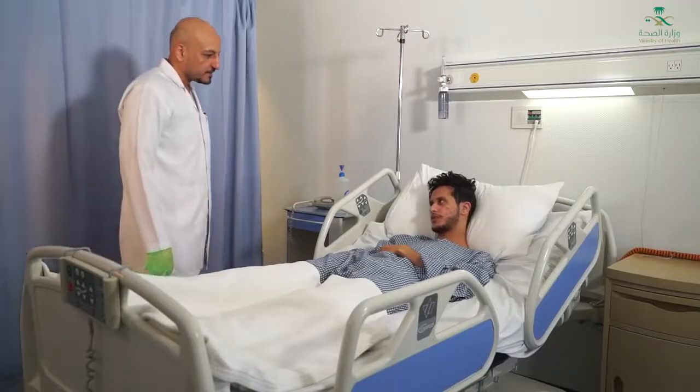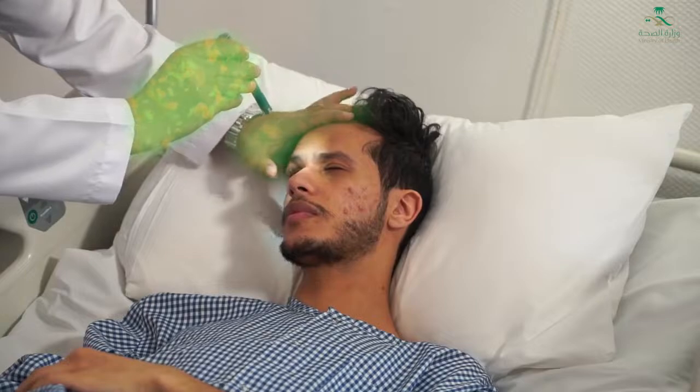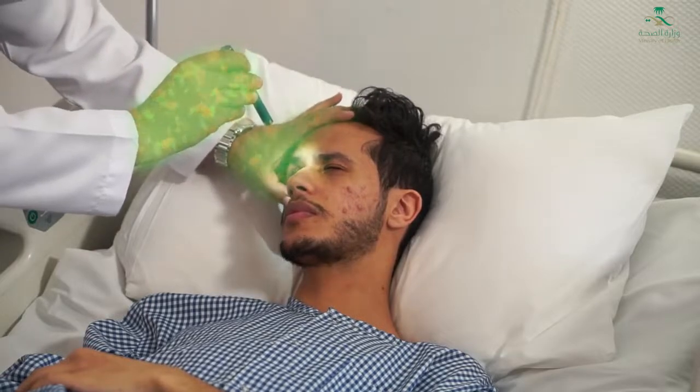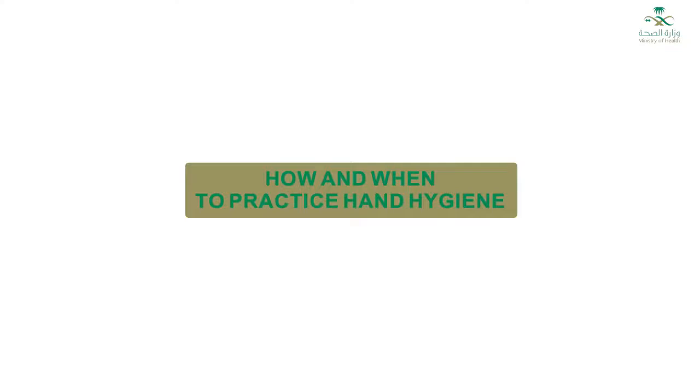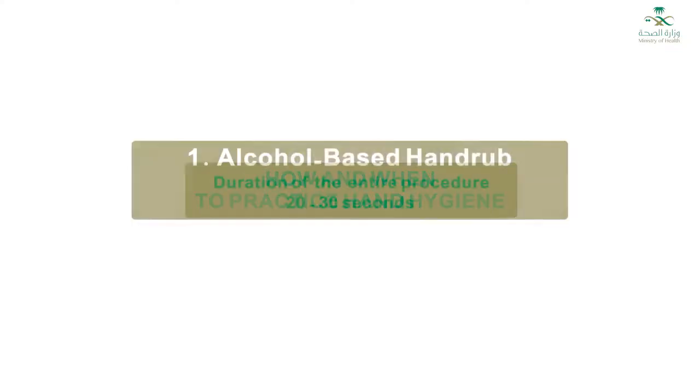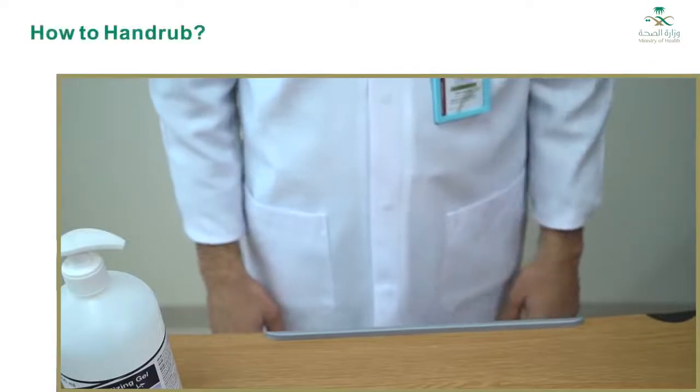Hand hygiene is considered the main part of the standard precautions, which are the minimum infection prevention practices that apply to all patient care. How and when to practice hand hygiene. 1. Alcohol-based hand rub. Duration of the entire procedure, 20 to 30 seconds. Wash hands instead when visibly soiled.